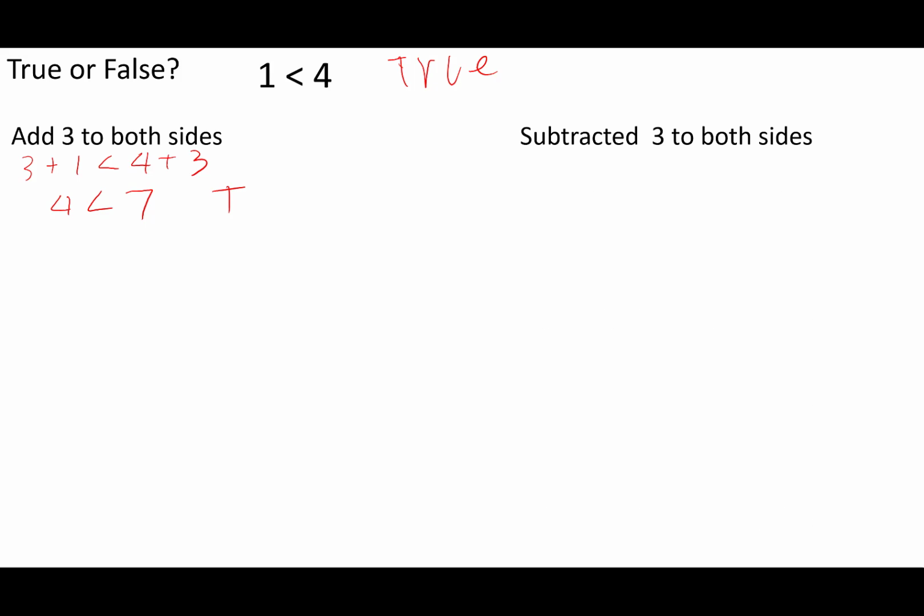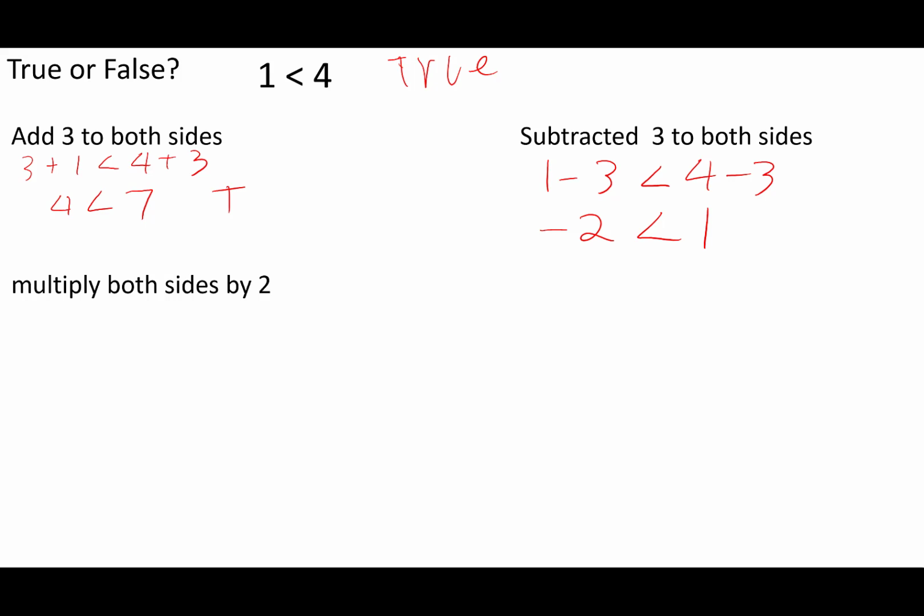What if I subtract 3 from both sides? So I say 1 minus 3 is less than 4 minus 3. 1 minus 3 is a negative 2, less than 4 minus 3 is 1. And negative 2 is still less than 1.